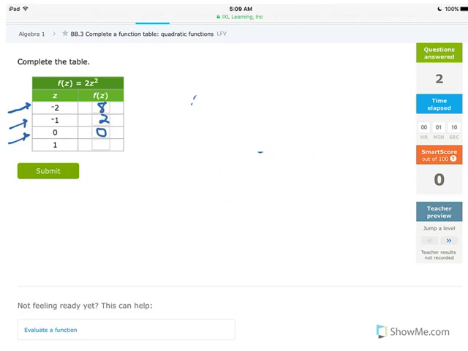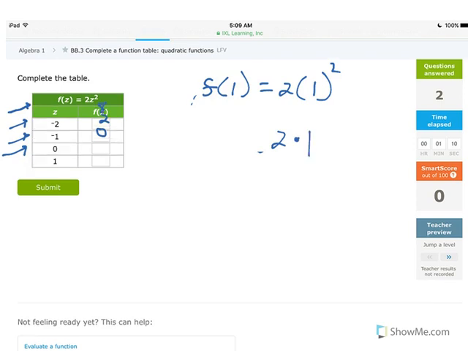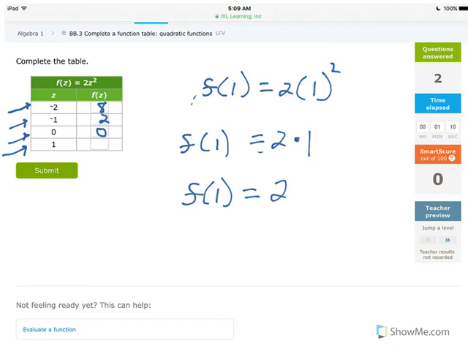And the last one is f of 1, which is 2 times 1 squared. And 1 times 1 is 1. So 1 times the 2. So f of 1 is going to be 2. And that should be our completed function table.